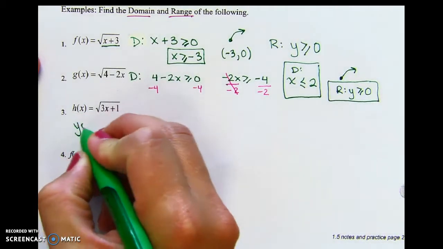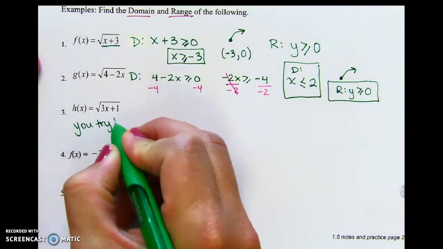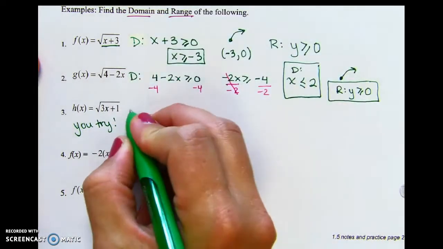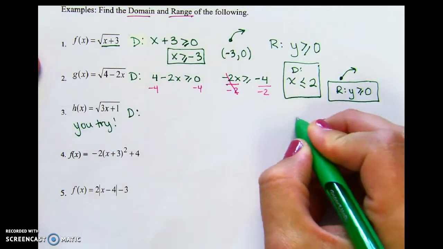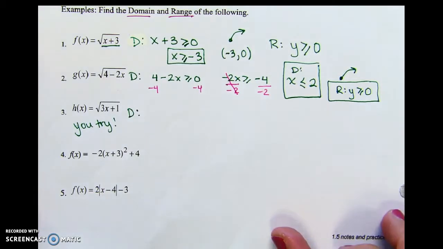All right, you try number 3. Because it's exactly like 1 and 2. I think you can do it. You try. Okay, I'll pause.